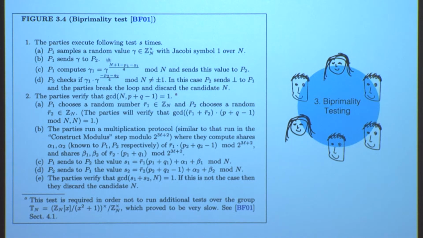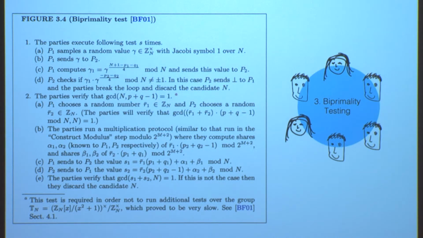There is a first step, where you pick a random number gamma with a certain Jacobi symbol and compute some exponent. And the second is to compute the GCD of n and p plus q minus 1. The first step can be done publicly. We can sample gamma publicly; you don't need any cryptography. The second part will require threshold additively homomorphic encryption to compute the GCD of n and p plus q minus 1. And this is it.